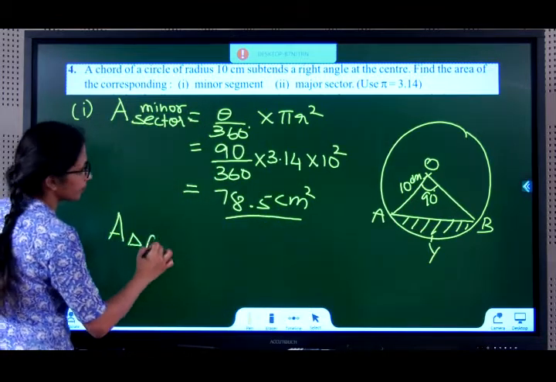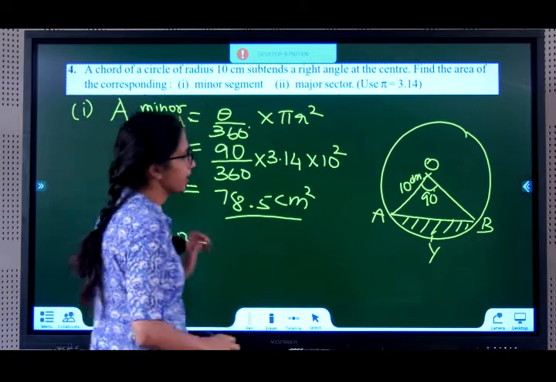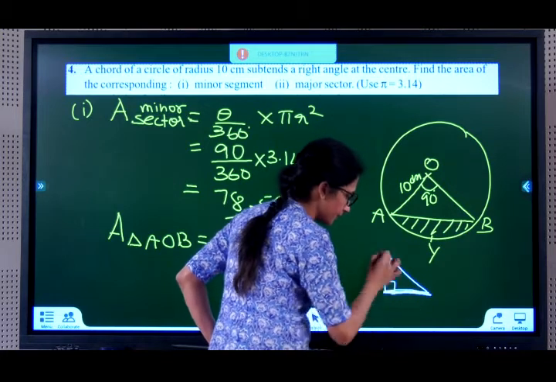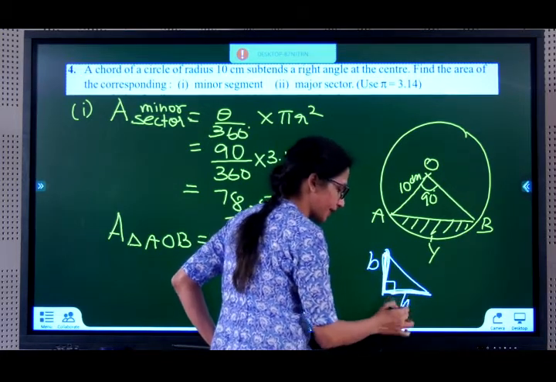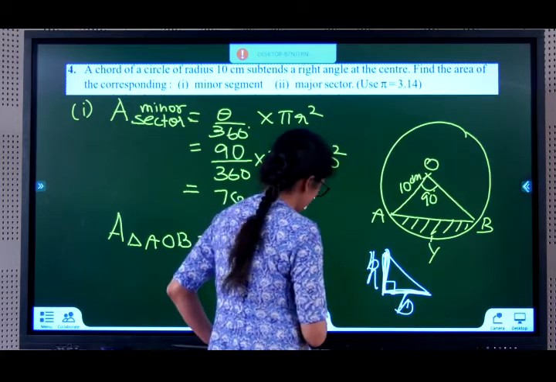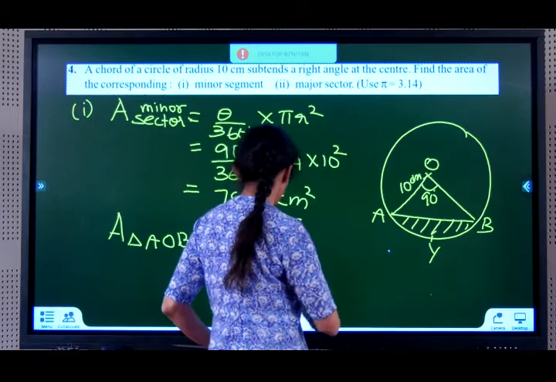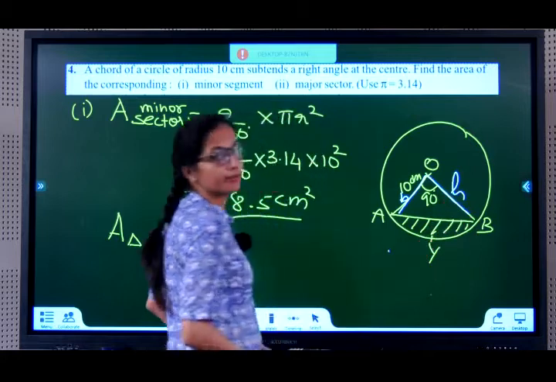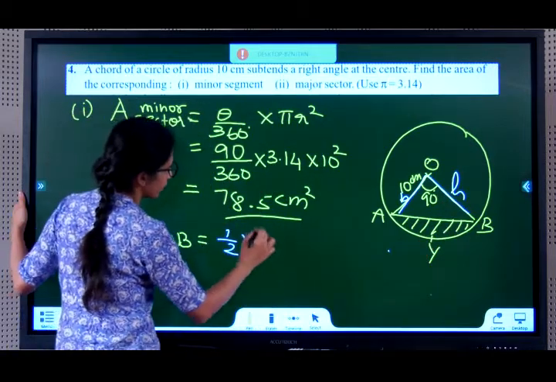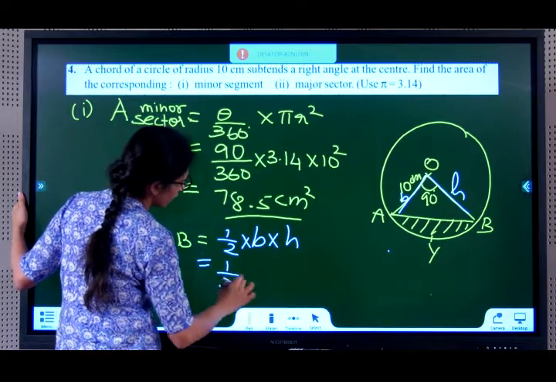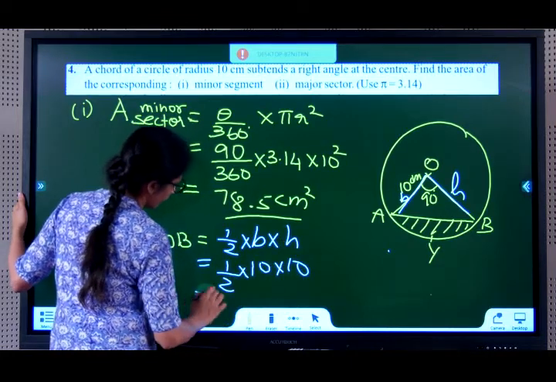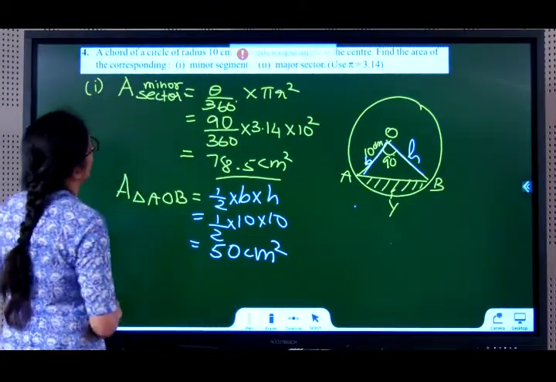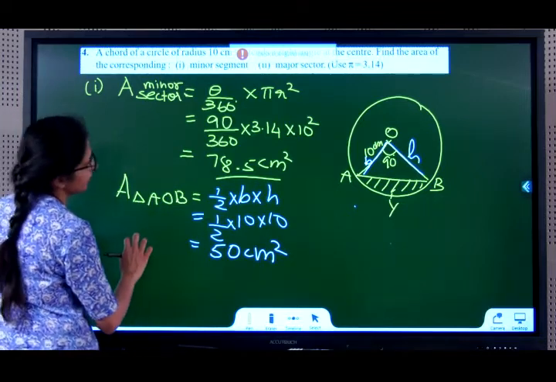Area of triangle AOB. See, this is 90 degrees. In a right angle triangle, you can say this is base and this is height, or this is base and this is height, right? So here in this triangle we have a 90 degree angle here. So I will take this as base and this as height. Clear? So half into base into height, half into 10 into 10, 50 centimeters square. So now we can find the area of the segment.